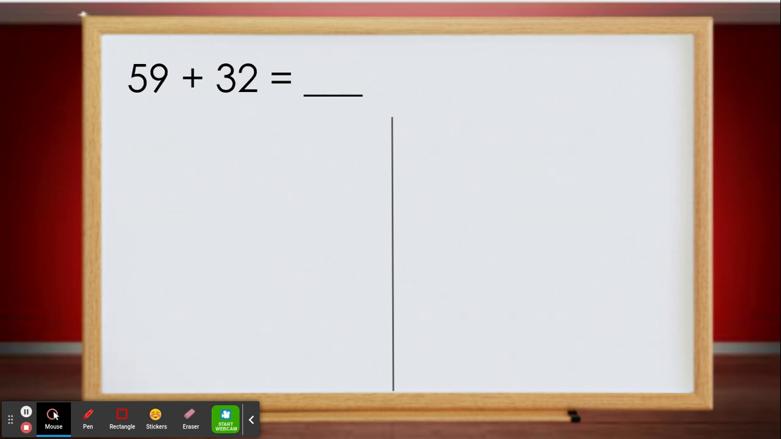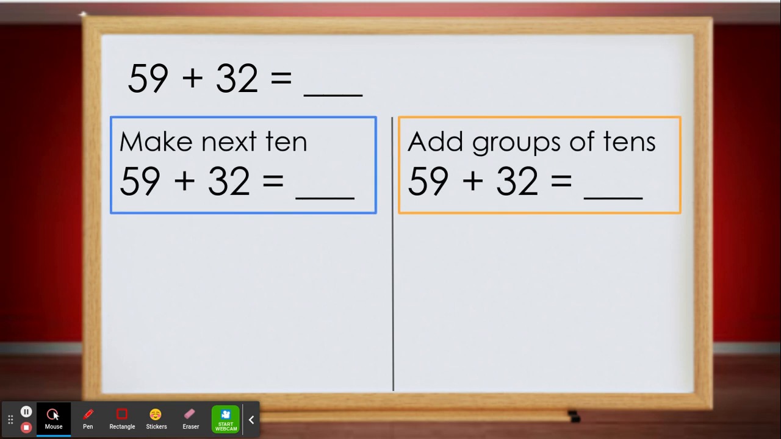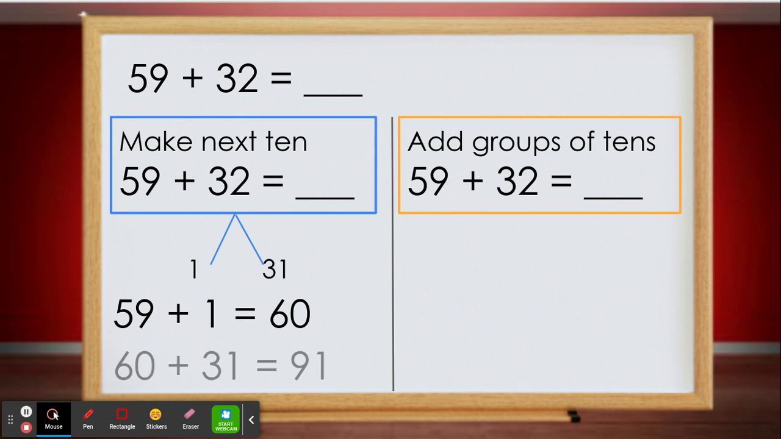We're going to try another one so you can have a feel for it. 59 plus 32. I'm going to make the next 10, which is 60. What's left over is 31. And in this case, 60 plus 31 is actually a quick 10 because there is 60 and 3 more 10s, 90, and only 1 one.